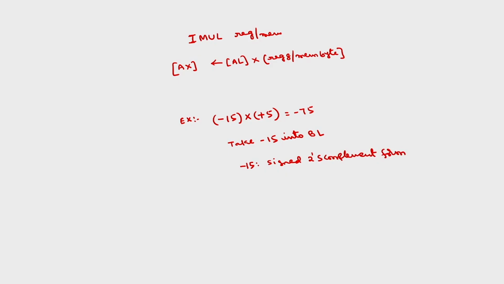In the case of signed 2's complement representation, because this BL register is 8-bit, we have to represent the number in 8-bit form, because we are going to store it in an 8-bit register. If you want to store this minus 15 in a 16-bit register, we have to represent minus 15 in 16-bit signed 2's complement form. Here I am using 8-bit because I want to store this in BL.